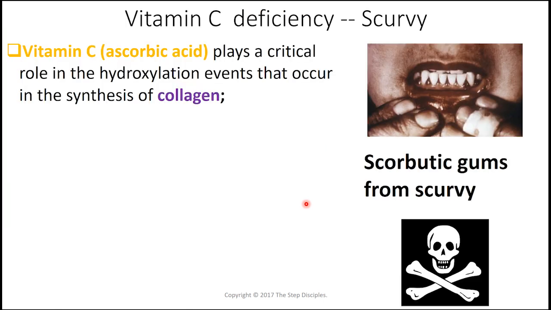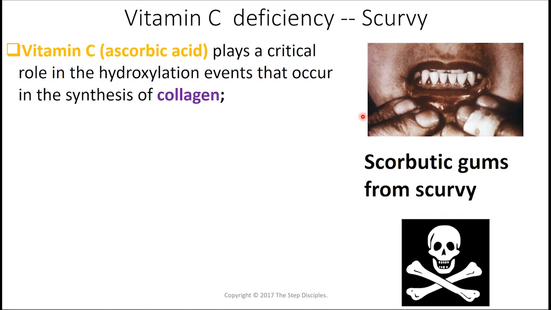Start off with vitamin C. The deficiency associated with vitamin C is scurvy. Vitamin C, or ascorbic acid, plays a critical role in hydroxylation events that occur in the synthesis of collagen. So remember, collagen is a three peptide repeat. It's usually hydroxyproline, lysine, and then some amino acid, but typically proline, lysine, some amino acid, right? That structure will repeat, and then it'll form a coiled coil, and then it'll come together to form filaments. It turns out that vitamin C plays a critical role in the crosslinking events that occur between the collagen protofilaments to form the collagen filament.